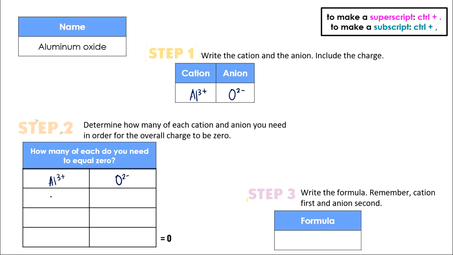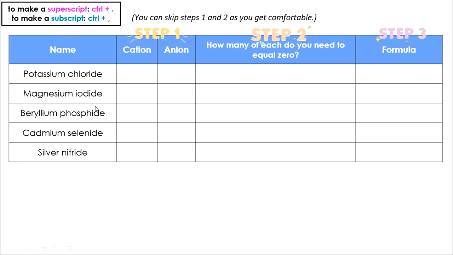It's 6, right? So how do I get this to 6, the aluminum? I need another aluminum to get to +6. And for oxygen, I need 2 more: 2, 4, 6, and that makes it -6. +6 minus 6 is equal to 0. So how many aluminums did I need? I needed 2, and oxygen, I needed 3. So we have the formula Al2O3.